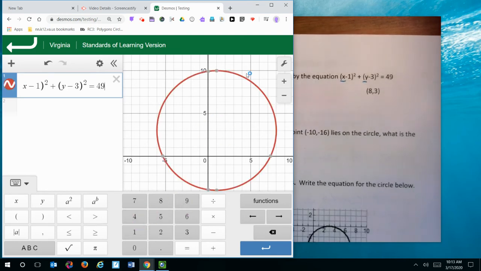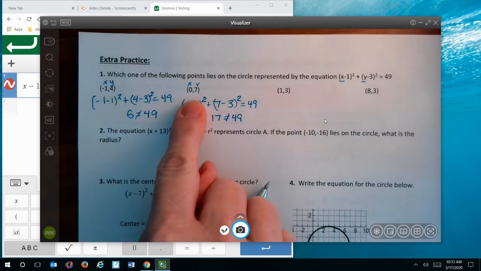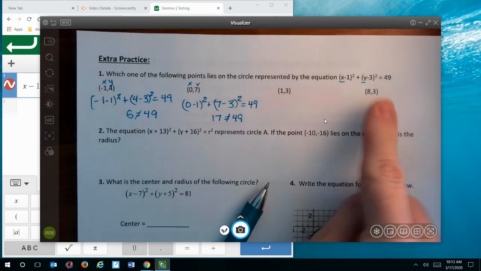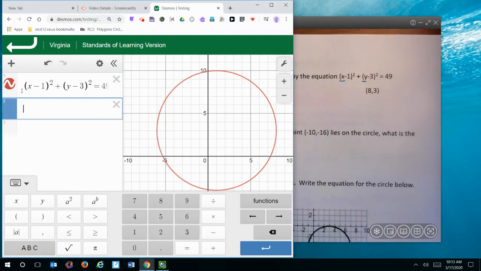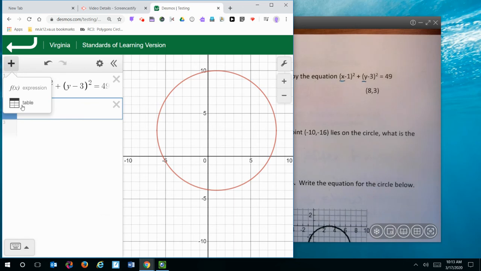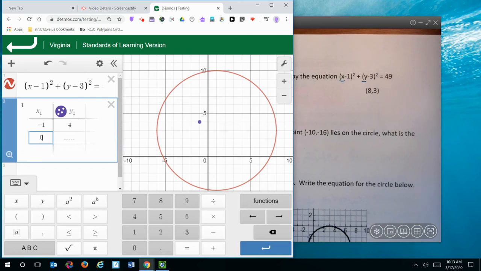So now you have this beautiful circle, and I'm going to take all 4 of the points that are here, (-1, 4), (0, 7), (1, 3), and (8, 3), and I'm going to make them into a table on the Desmos. So to do that, I have to hit the plus sign, and notice there's a table as an option, and I use the tab button, so I put in negative 1, tab 4, tab again, and if I just keep using the tab button, I can quickly enter all of these in.